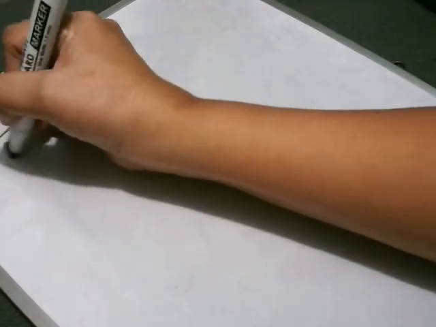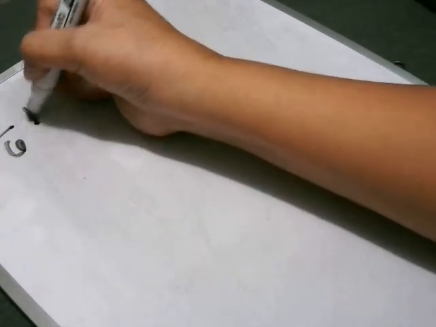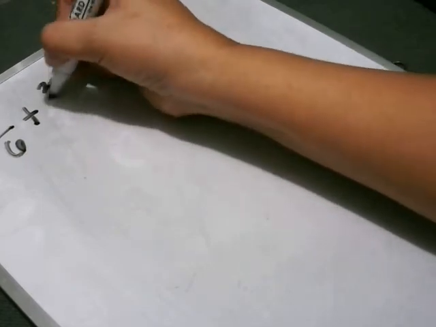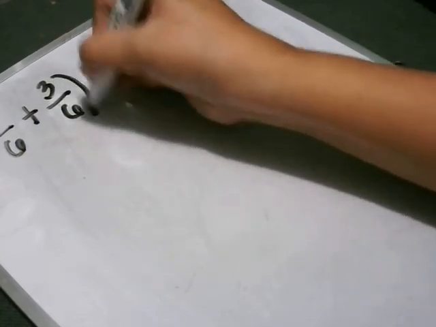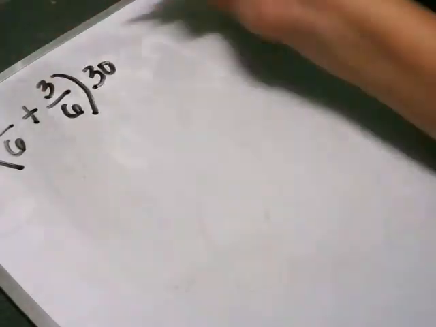Okay, so now we will proceed to another example which involves two operations. Let's say, for example, multiply the sum of 1/6 and 3/6 by 30. Sum means we will add. Multiply the sum of 1/6 and 3/6, we multiply that with 30. Okay, so that's the equation of multiplying that with this.